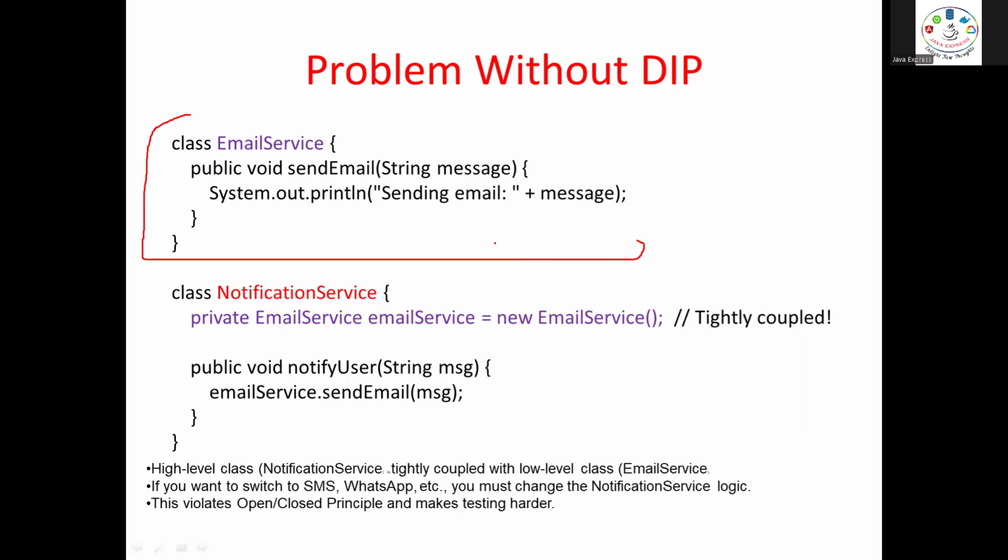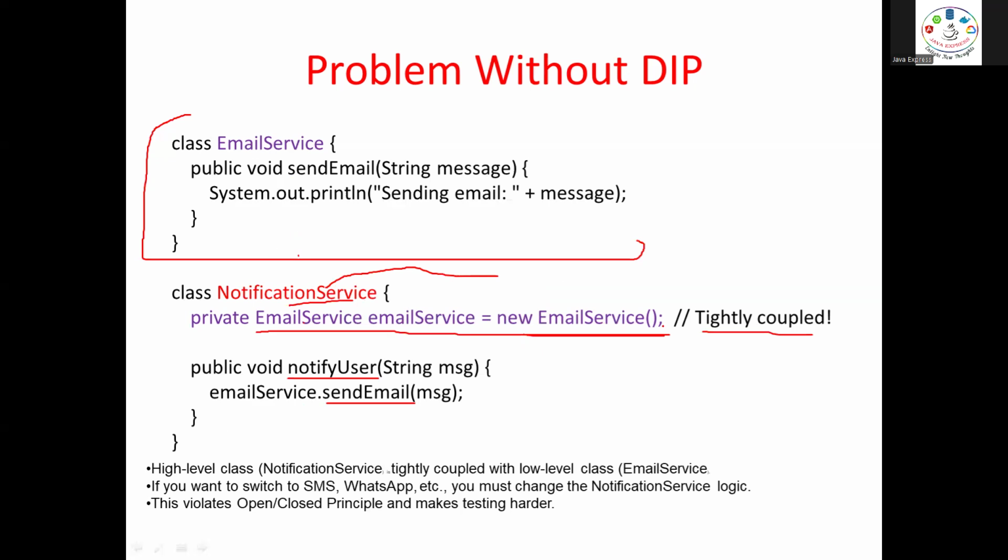Now we have a class called NotificationService. In NotificationService, I created one EmailService object, and to notify the user, I am using the sendEmail method. Now it's good, but I am hard coding and tightly coupling EmailService with NotificationService. This is called a high level class, and NotificationService is tightly coupled with a low level class.